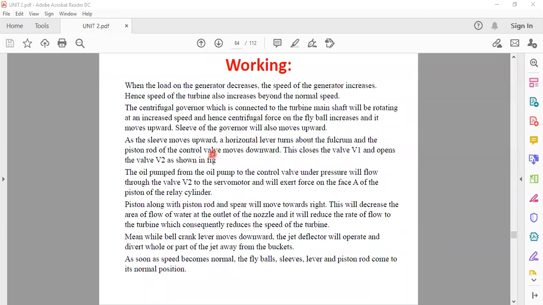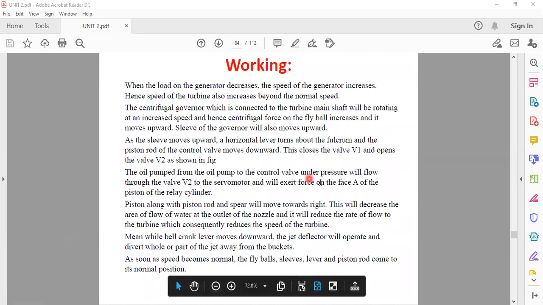As the sleeve moves upward, a horizontal lever turns about the fulcrum and the piston rod of the control valve moves downward. This closes the valve V1 and opens the valve V2 as shown in the figure. The oil from the oil pump to the control valve under pressure will flow through the valve V2 to the servo motor and will exert force on face A of the piston of the relay cylinder. So the piston along with the piston rod and sphere will move toward the right.